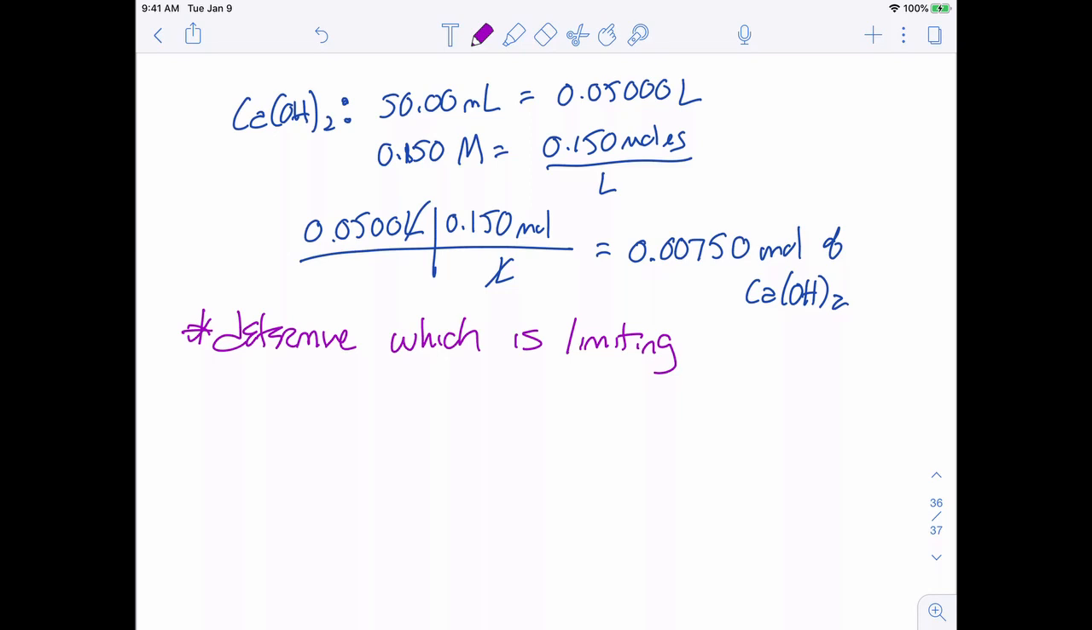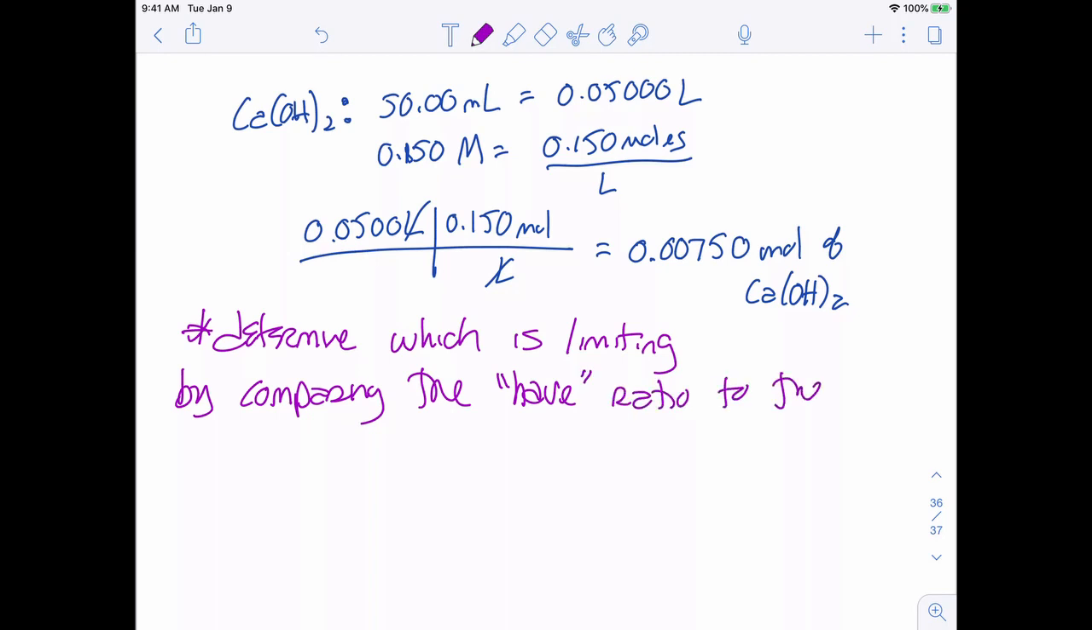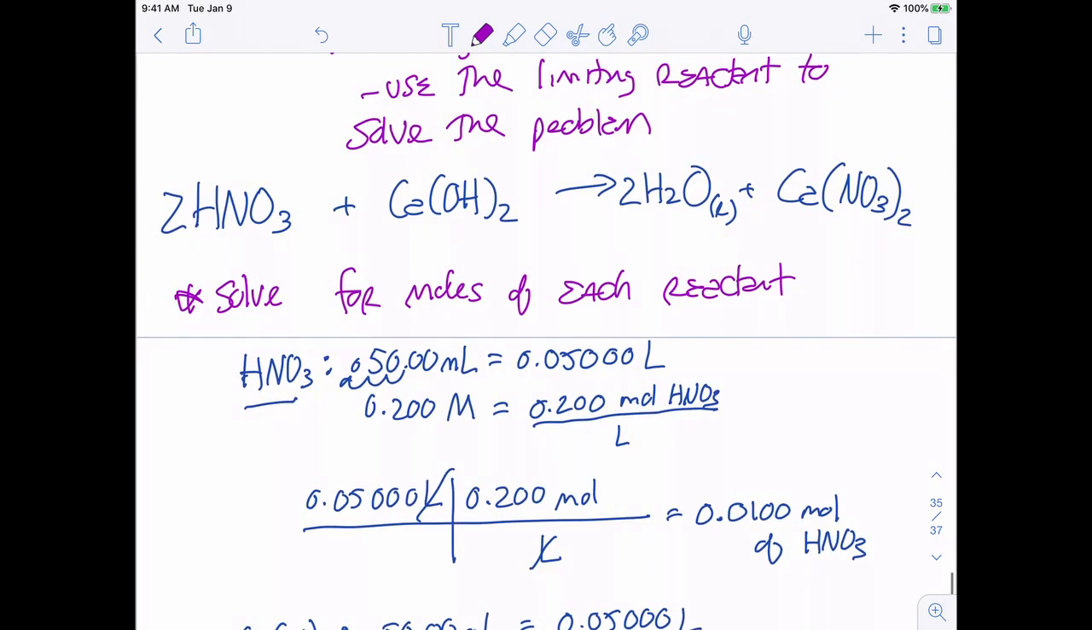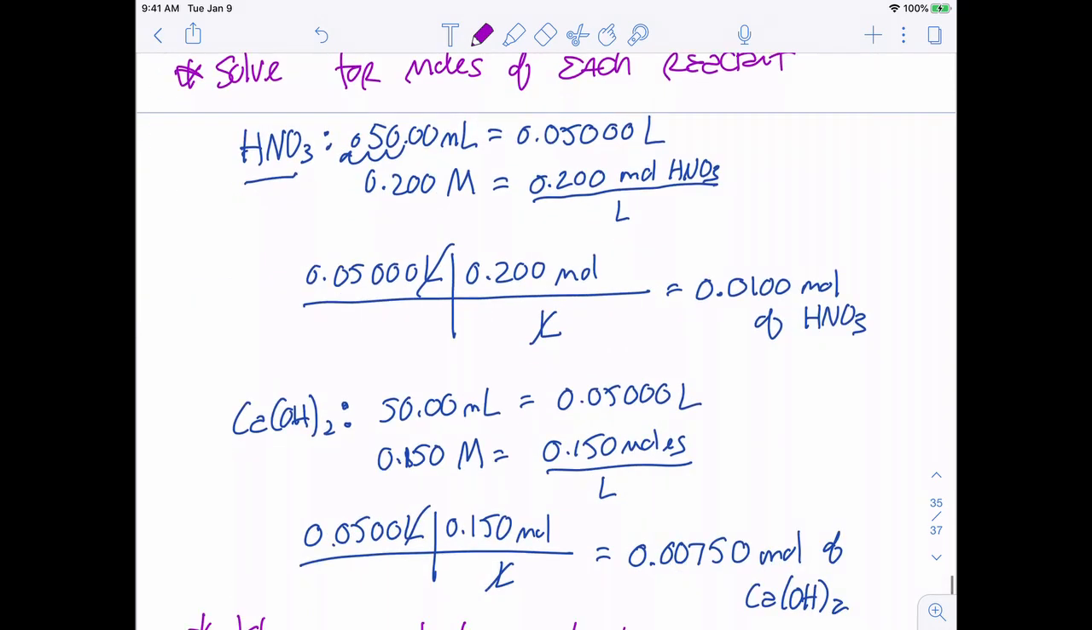So determine which is limiting by comparing the have mole ratio, that's what we just solved for, to the need ratio. The need ratio coming from those coefficients in our balanced equation, right? What I need for this reaction to work perfectly, if I go back up, I need 2 moles of nitric acid for every 1 mole of calcium hydroxide. So I'm going to make a ratio of what I have and compare it to what I need to determine which is limiting.